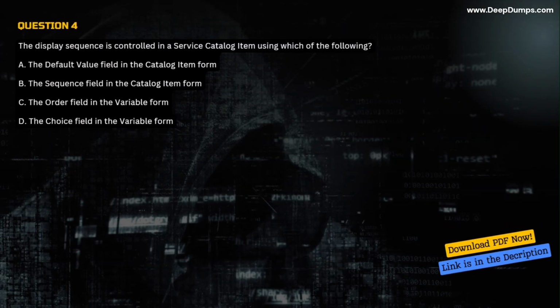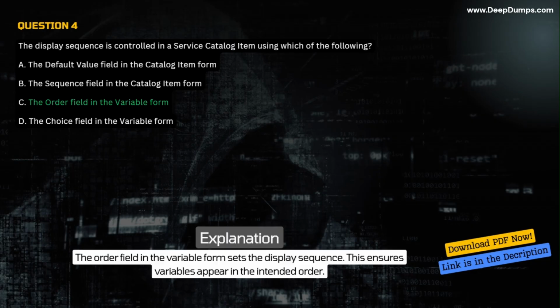Question 4. The display sequence is controlled in a service catalog item using which of the following? A. The default value field in the catalog item form. B. The sequence field in the catalog item form. C. The order field in the variable form. D. The choice field in the variable form. Correct answer, C. The order field in the variable form. Explanation. The order field in the variable form sets the display sequence. This ensures variables appear in the intended order.